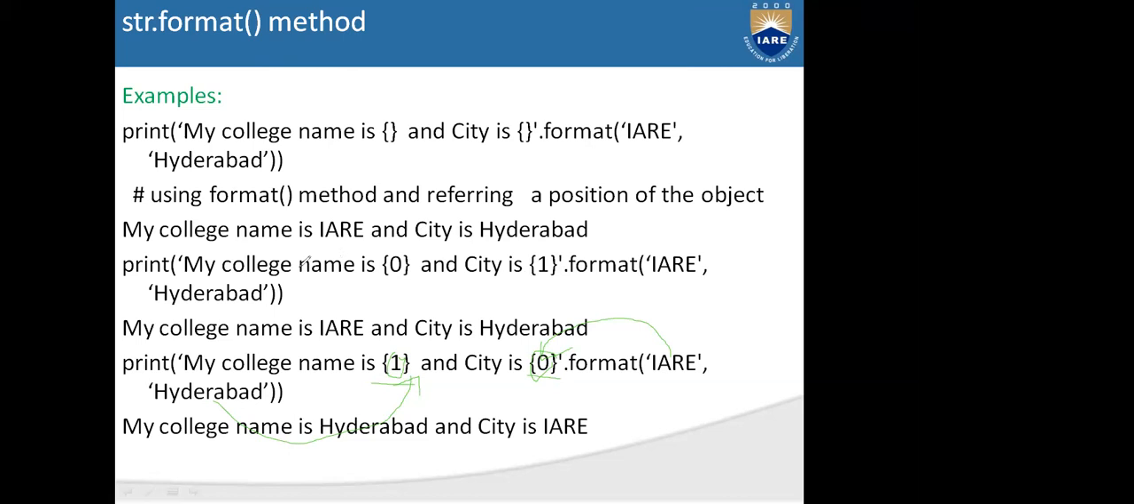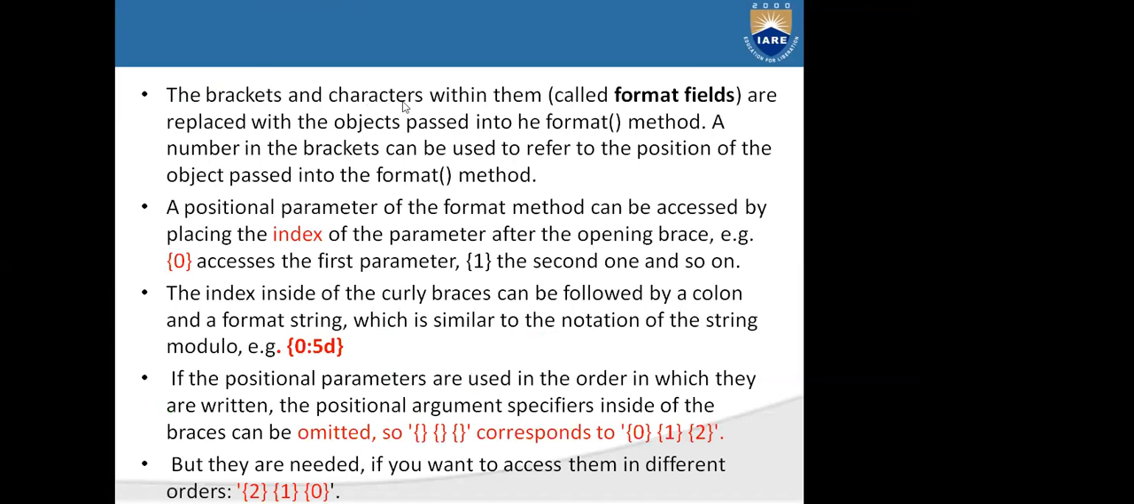In the format method, the indices of arguments, whichever arguments you are giving, are going to be provided by using the respective index values. So depending upon the index number you are providing, the respective value is going to be passed to you. This way positional arguments can be used by us. So this is one of the methods I can use to print our output in a specific format. That's why the brackets and the characters within them are called the format fields.